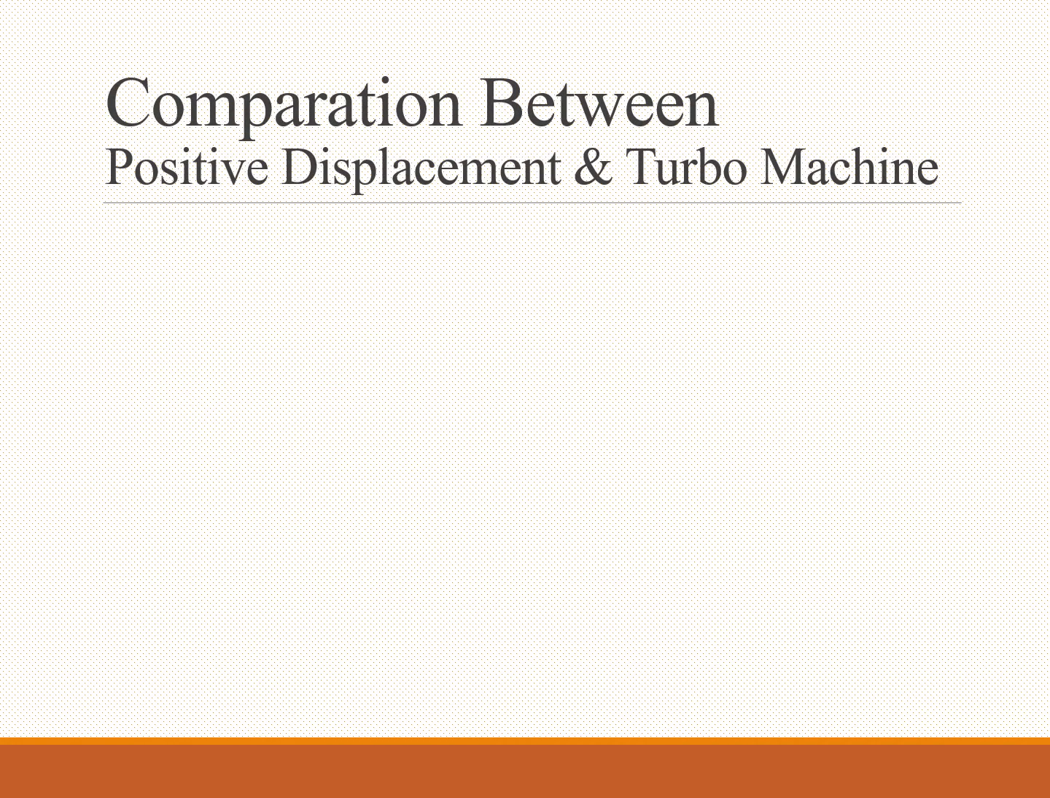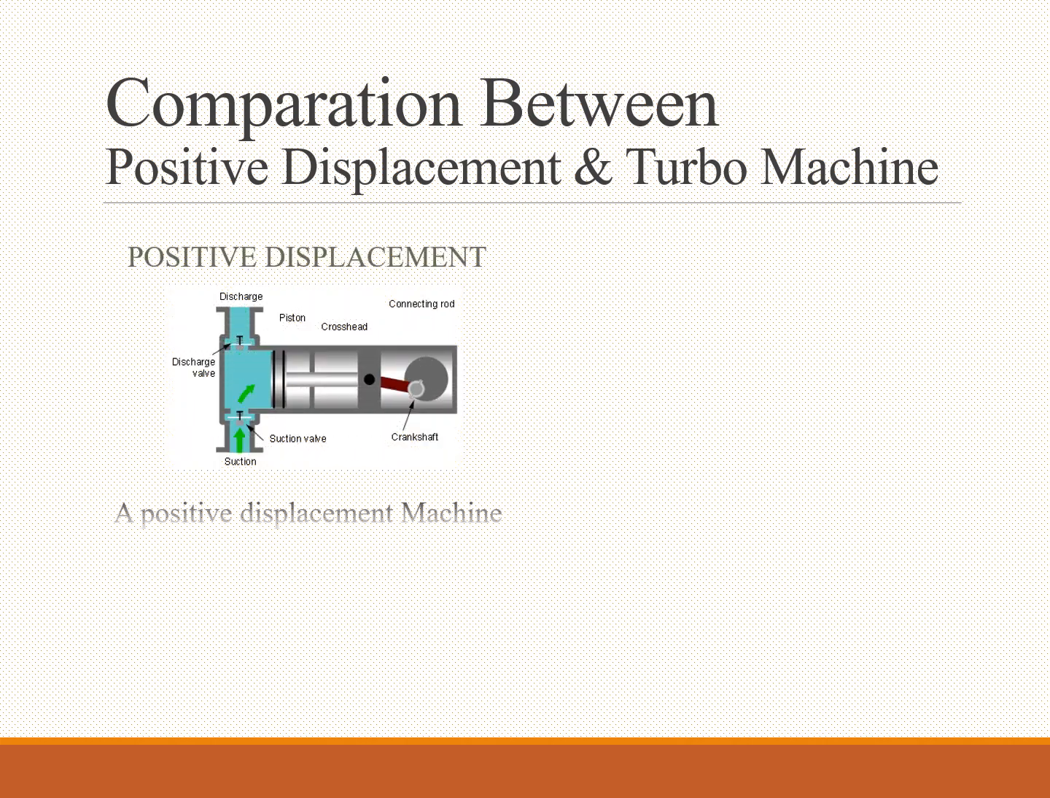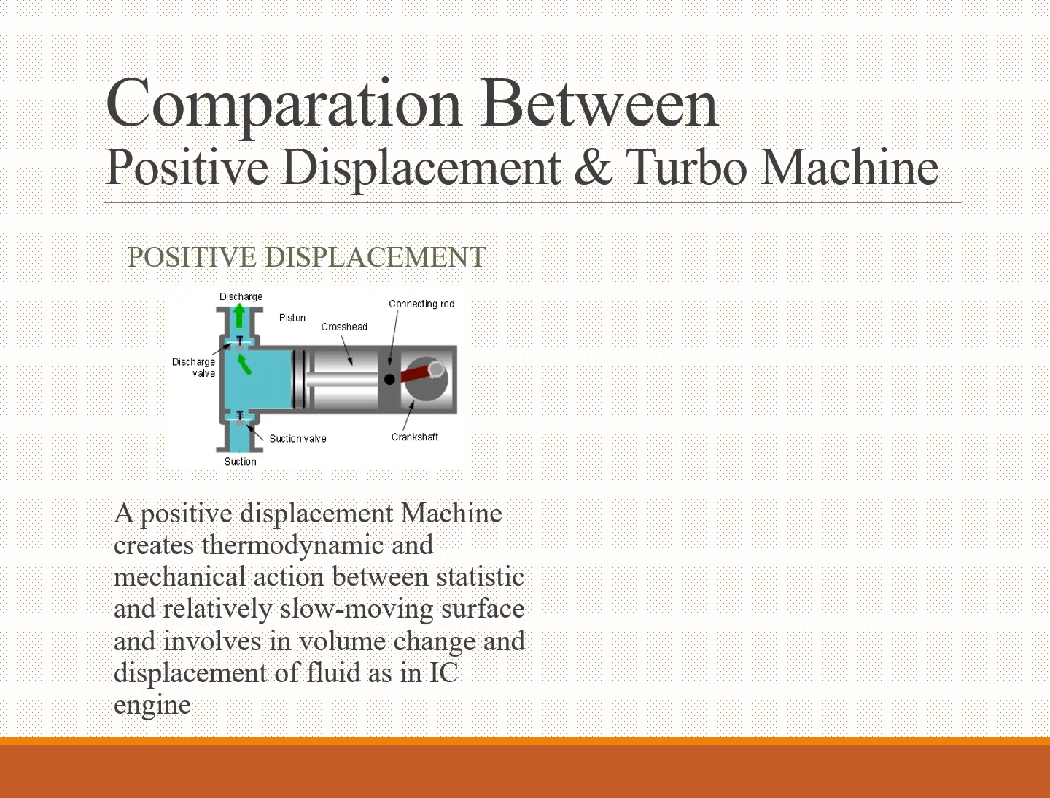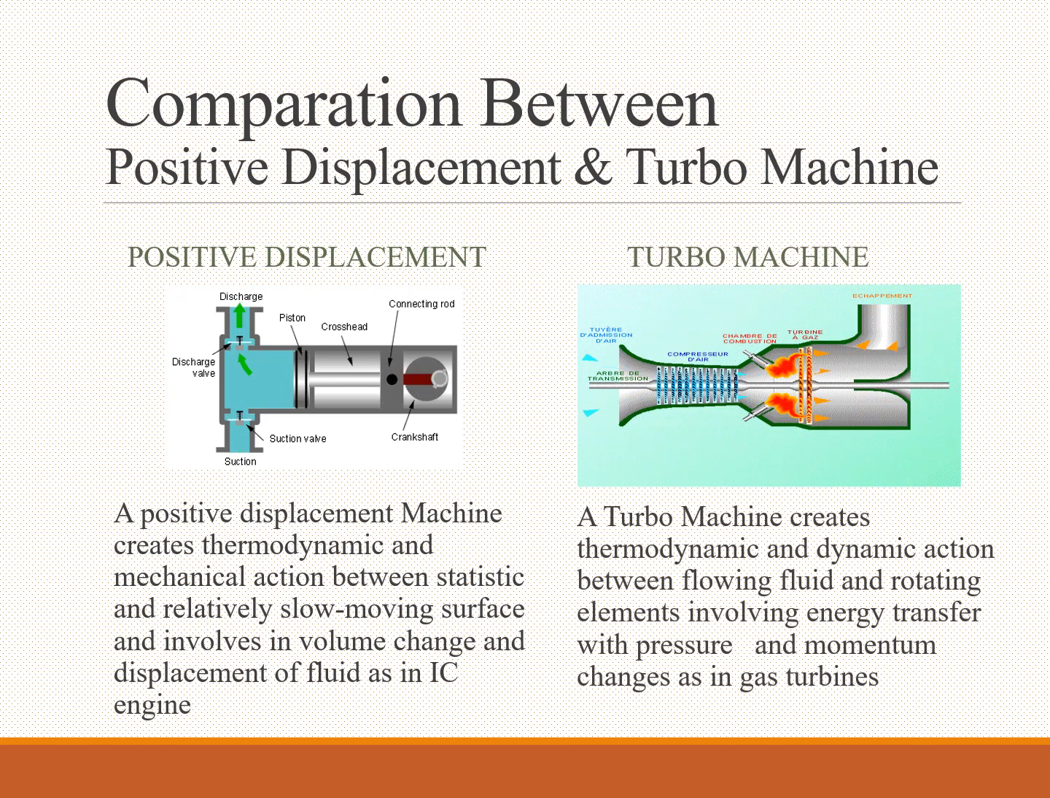Comparison between positive displacement and turbo machines. A positive displacement machine creates thermodynamic and mechanical action between static and relatively slow moving surfaces and involves a volume change and displacement of fluid, as in an IC engine. A turbo machine creates a thermodynamic and dynamic action between flowing fluid and a rotating element, involving energy transfer with pressure and momentum change, as in a gas turbine.